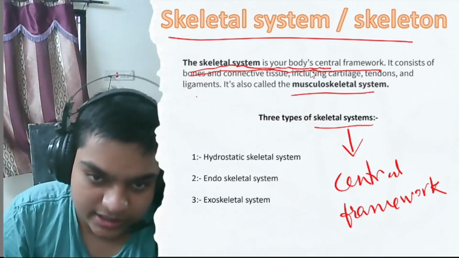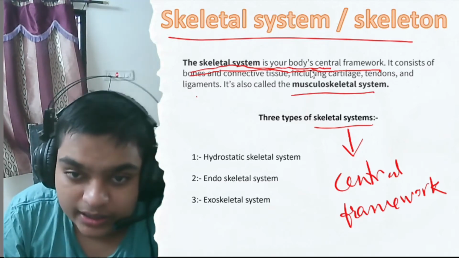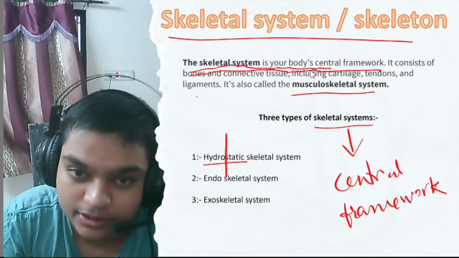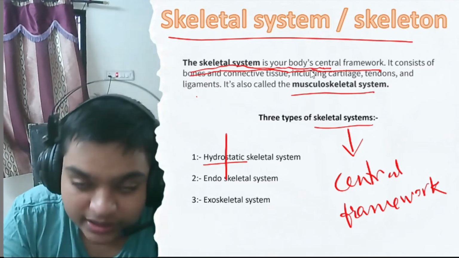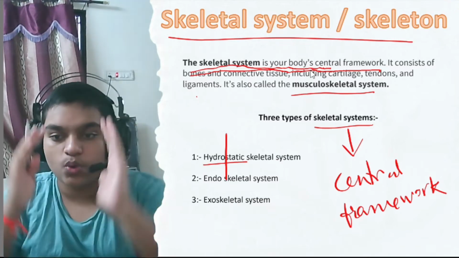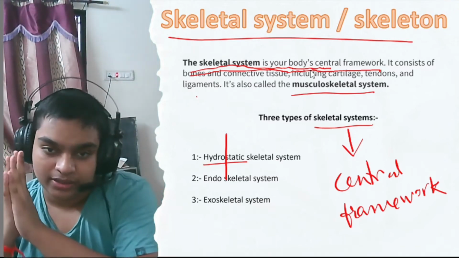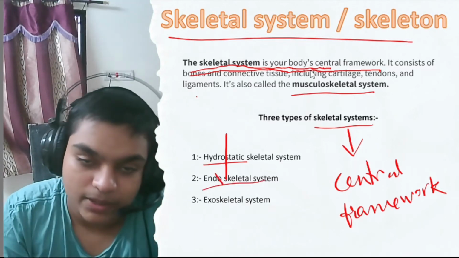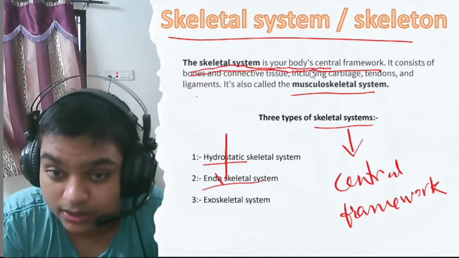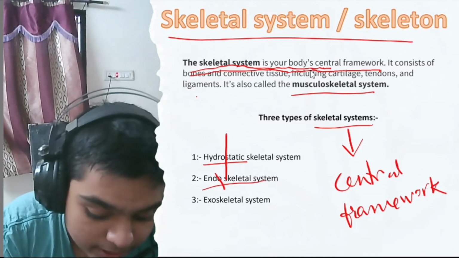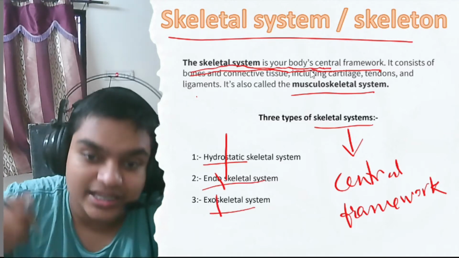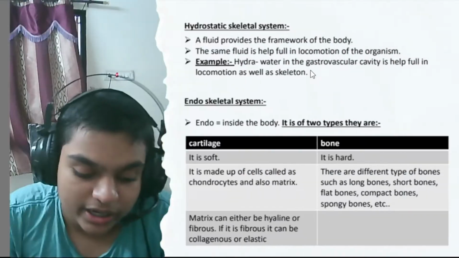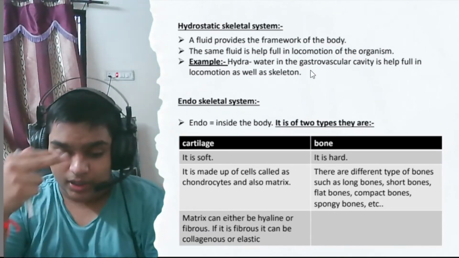There are three types of skeletal systems based on what is present as the framework. One is the hydrostatic skeletal system. Hydro means water, static means stable. The skeletal system which uses water and water pressure as a structural framework is called the hydrostatic skeletal system. Endoskeletal system: the skeleton present inside or underneath the skin. Exoskeletal system: the skeleton present outside the skin or on top of the body of the organism. Now let's see one by one.